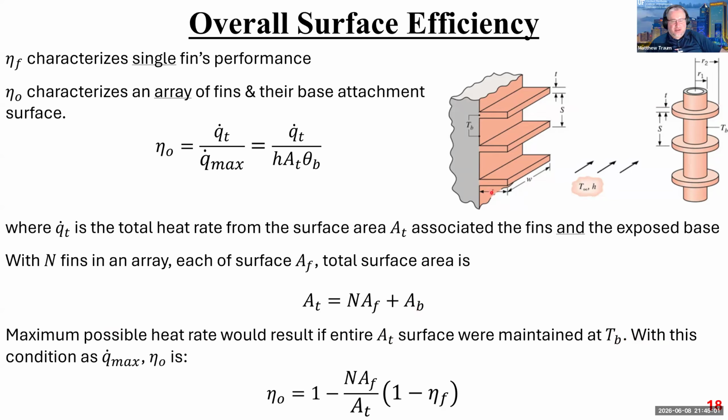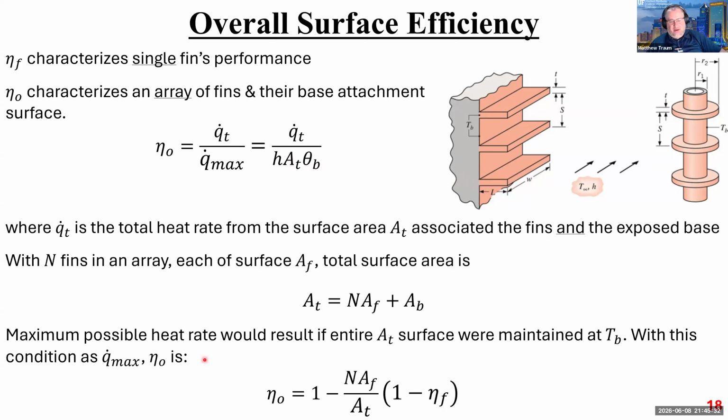So the entire surface of this thing, the entire surface of this, the entire surface of this, all being maintained at T base. And with this condition, you get Q max, right? So what this essentially says is we're just taking the convective heat transfer coefficient multiplying by the entire total surface area of the fins and the base that they're attached to, and then multiplying that by the maximum temperature difference, assuming the fins stay at constant temperature all the way down their length.